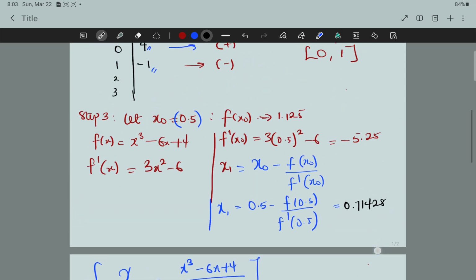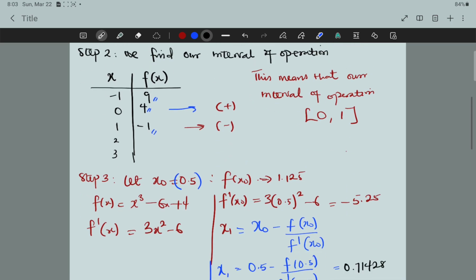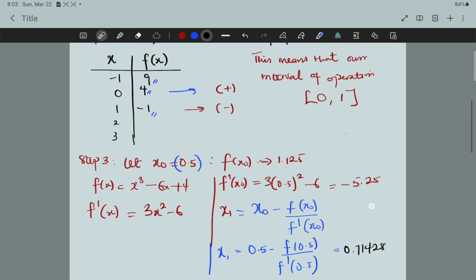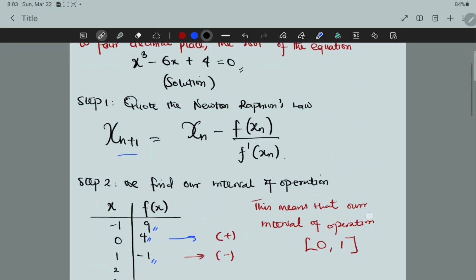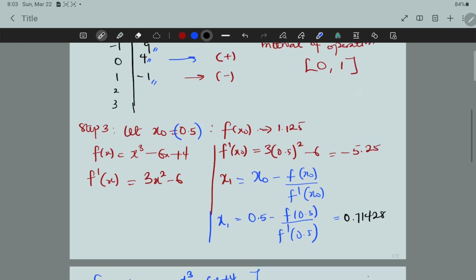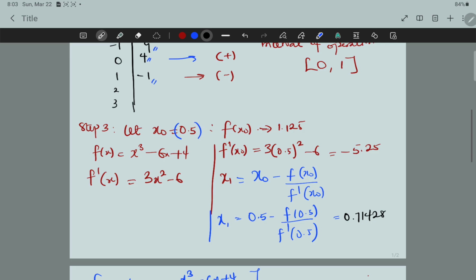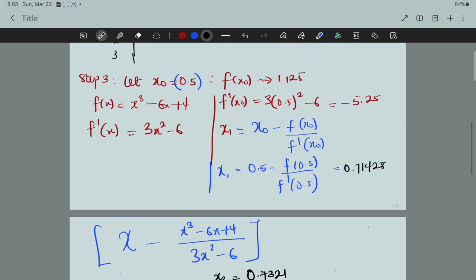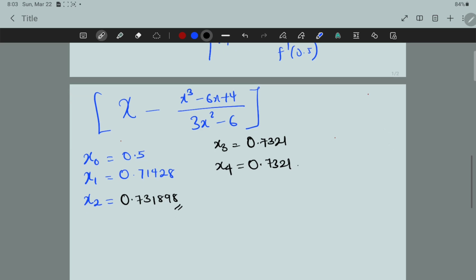So that you stop wasting your booklet, you can just approach it this way. First of all, get the interval of operation. Second of all, once you have gotten the interval of operation, choose any value, that is if they did not give you an interval of operation. Choose any value between the interval, for example, 0.5, 0.6. Choose any one and then start solving. Let that be your x0. Your x1 will be x0 minus f of x0 over f prime of x0. As you are going, you are using the previous answer.